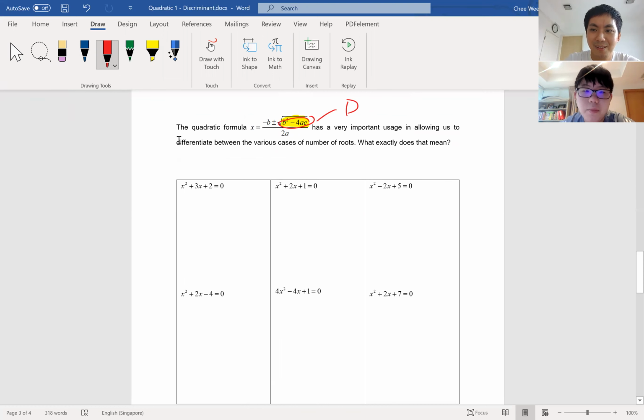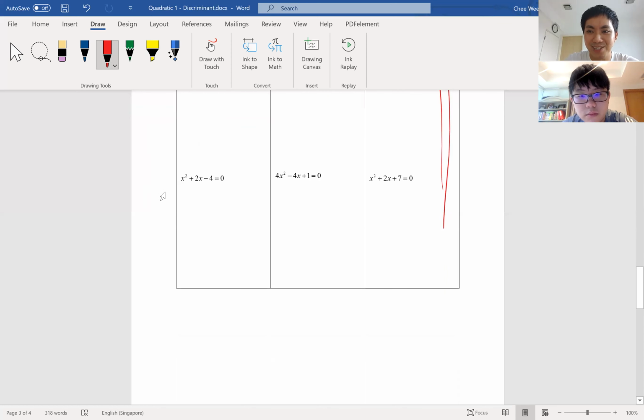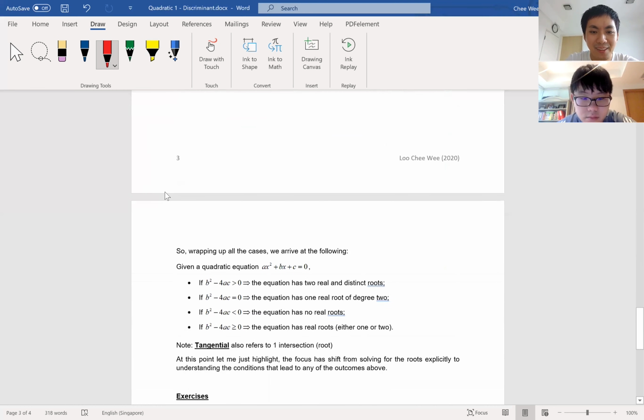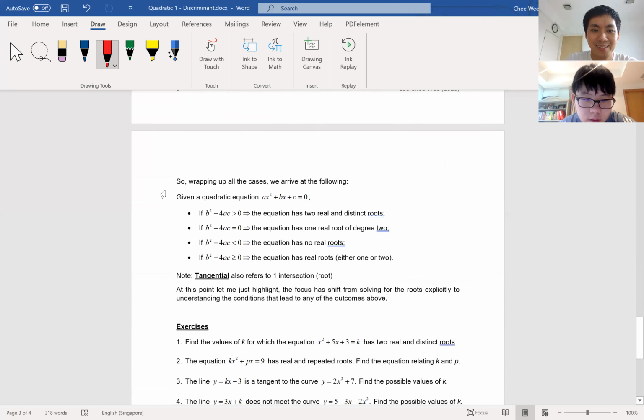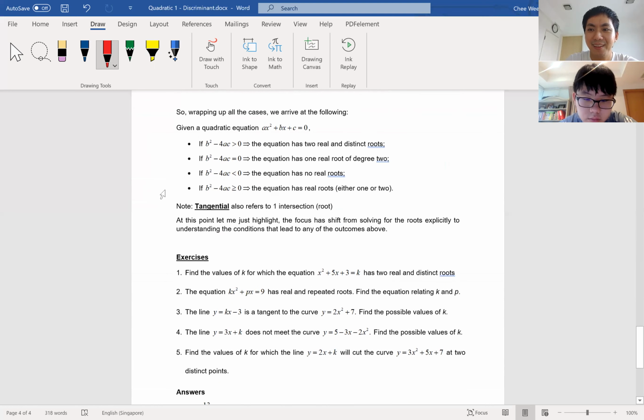So clearly for graduating Sec 2, I have all these exercises to let them go through the motions and make their own observations, which I won't put you through, of course. And then you have this. So you must remember these four outcomes very, very well.